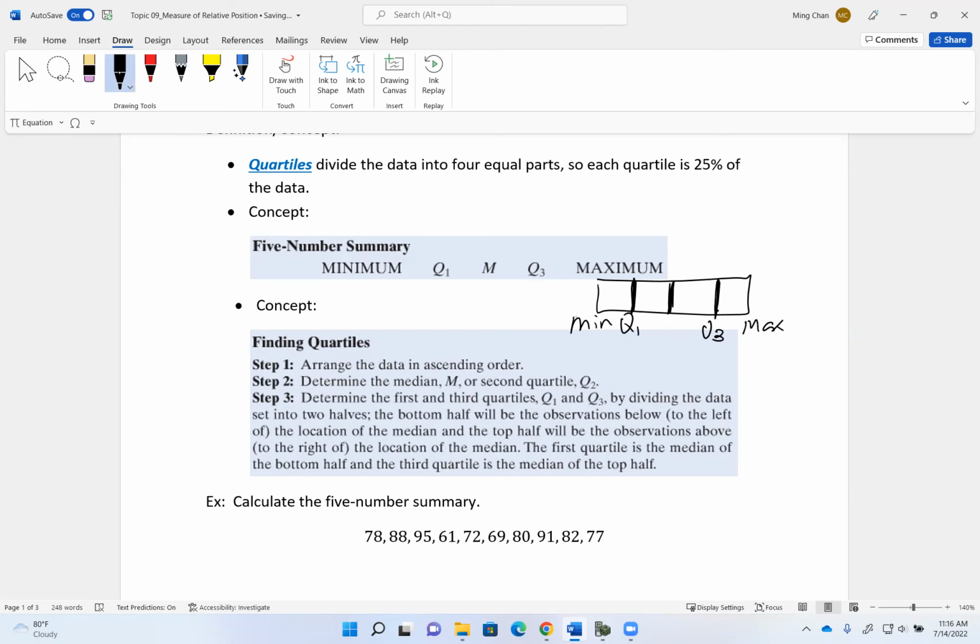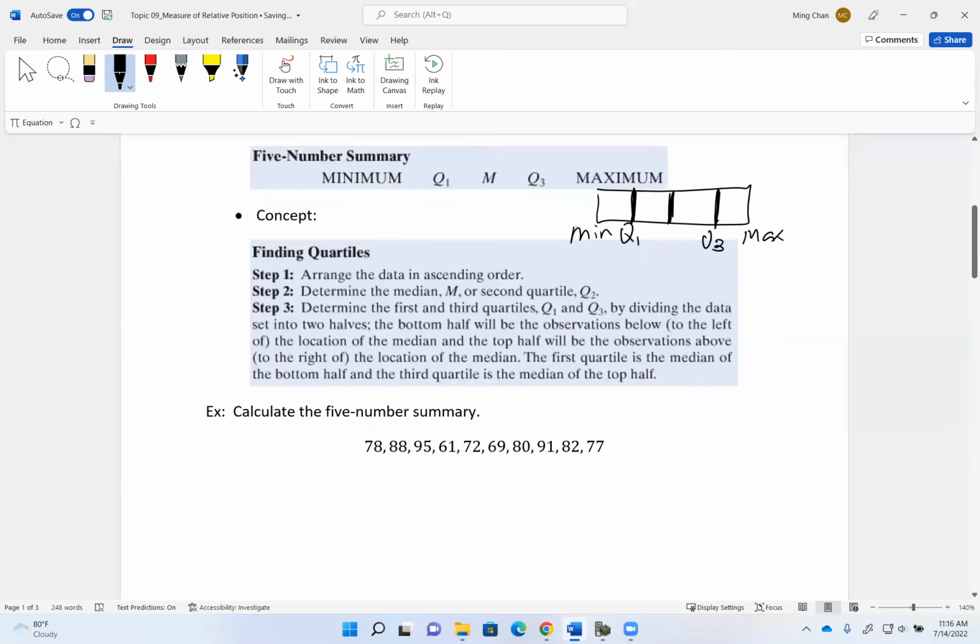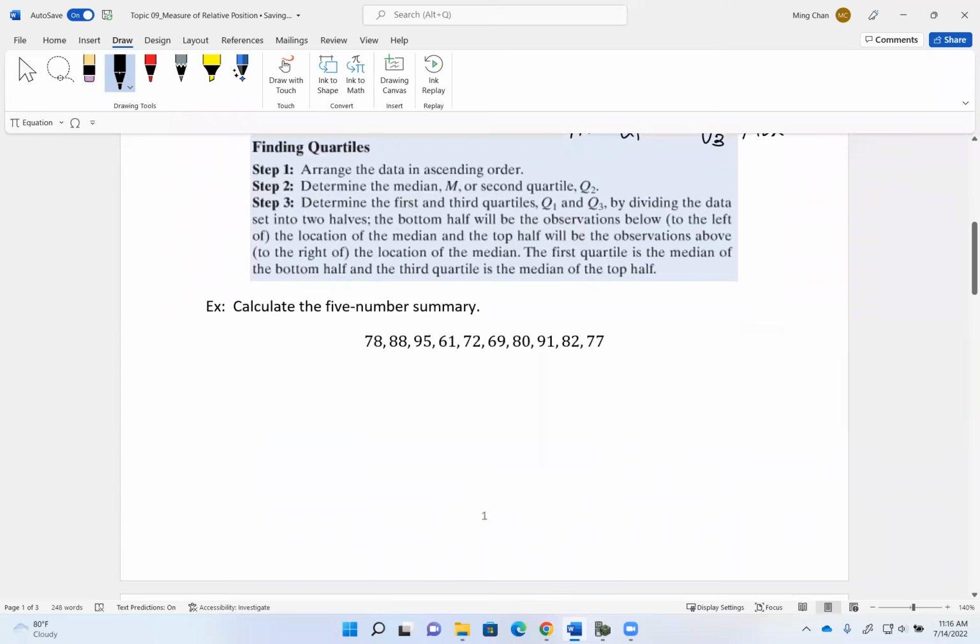Okay, so how do I find quartiles? Number one, we're gonna arrange the data in ascending order. So I'm gonna just rewrite this in ascending order. So 61, 69, 72, 77, 78, 80, 82, 88, 91, and 95. Okay, arrange my data in ascending order from small to large.